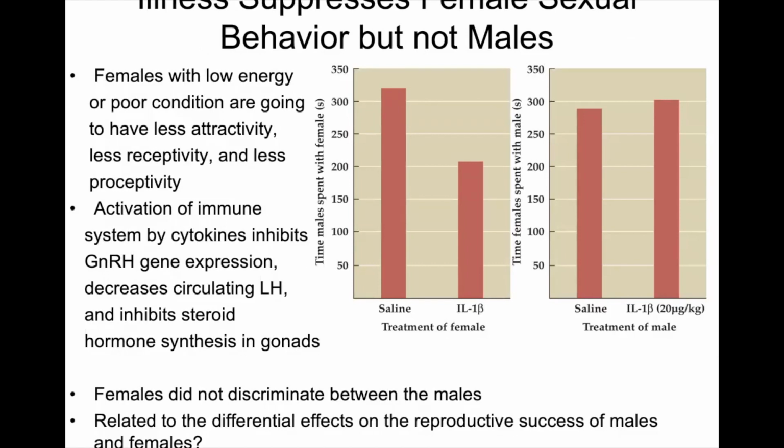I also want to point out that illness suppresses female sexual behavior, but not males. Females with low energy or poor conditioning are going to have less attractivity, less receptivity, and less proceptivity. Here in one study, they activated the immune system with cytokines and showed that this inhibits gonadotropin releasing hormone gene expression, decreases circulating luteinizing hormone, and inhibits steroid hormone synthesis in the gonads.